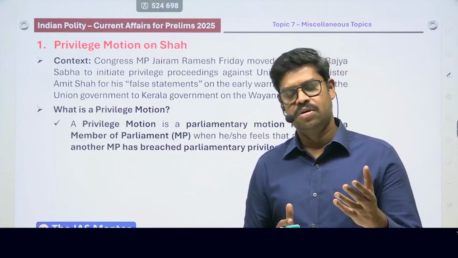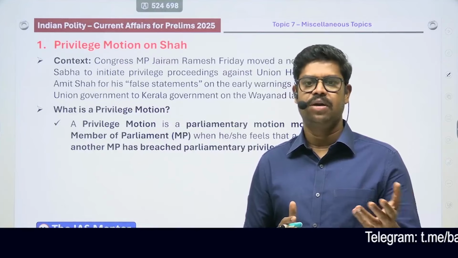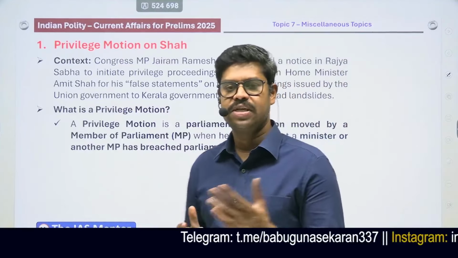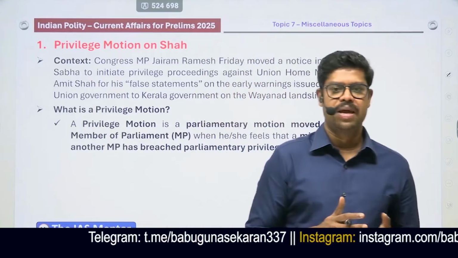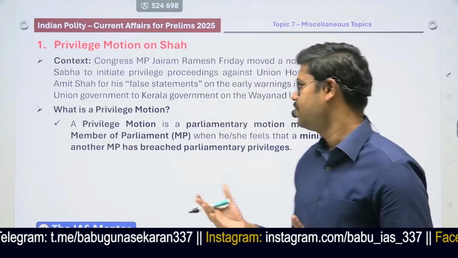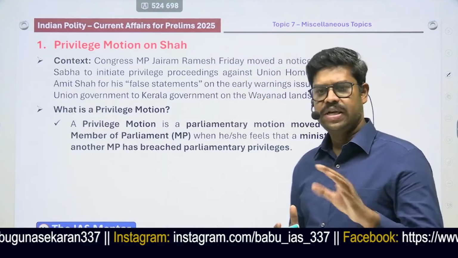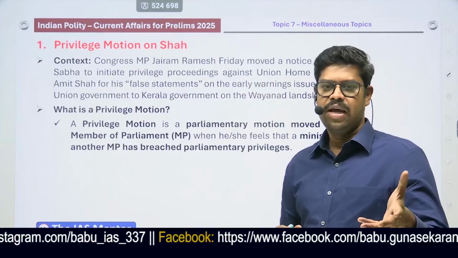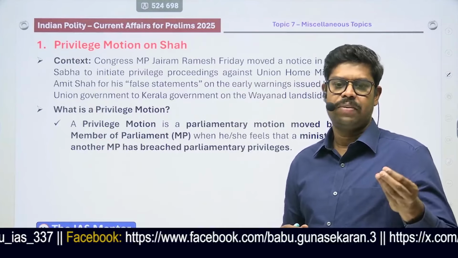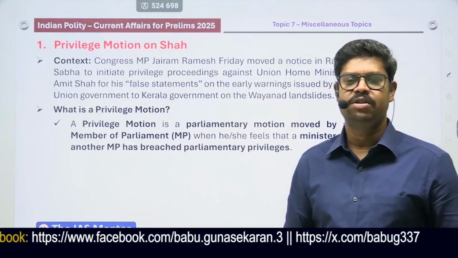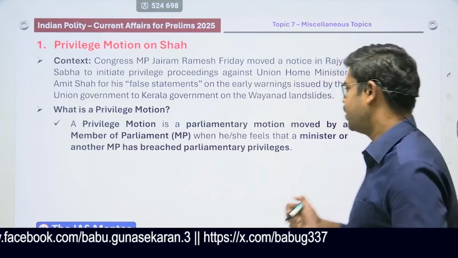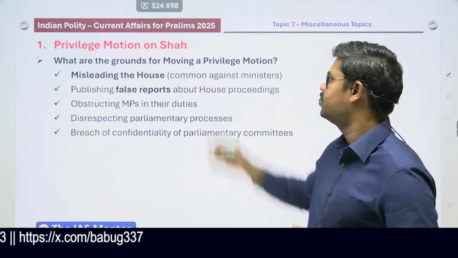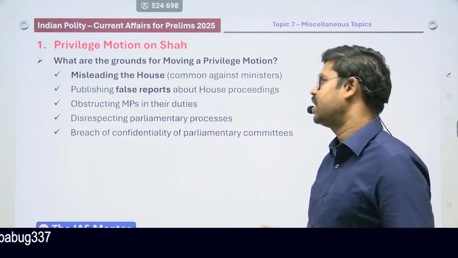Whenever that motion is admitted, because that motion has to be first admitted by the concerned presiding officer, if it is admitted, then there are certain things that may happen. So the questions are likely to come from any of these areas. So basically, what is a privilege motion? A privilege motion is introduced to see whether a particular member or a minister has misled the other members of the parliament, thereby breaching their privilege. Alright, so further, in addition to that, what are the grounds on which a privilege motion can be moved?